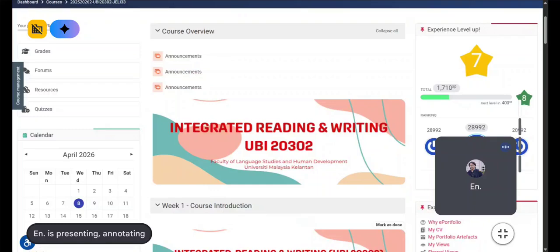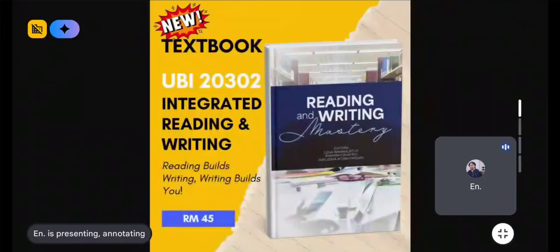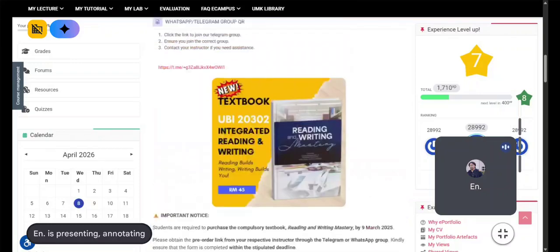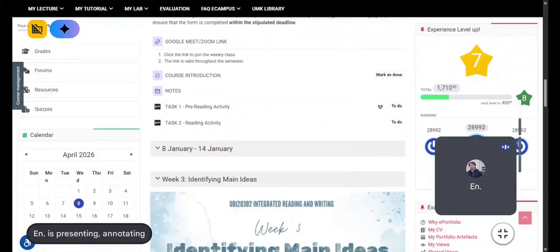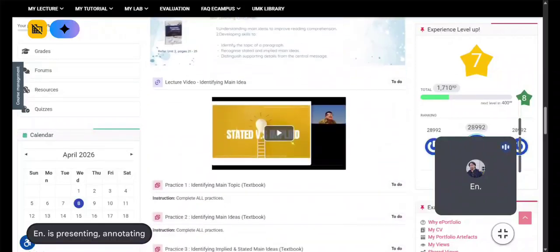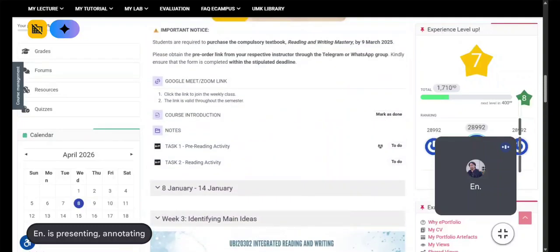Welcome to week 5. We are now in week 5. This is our e-campus, and I have uploaded tasks that you need to finish in the e-campus. Again, this is the textbook. I hope that everyone has bought the textbook, and it is 45 ringgit.